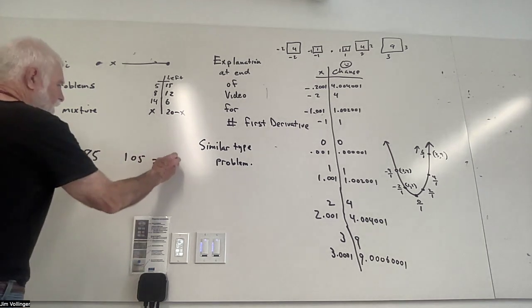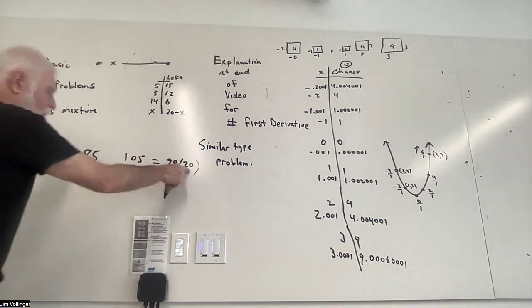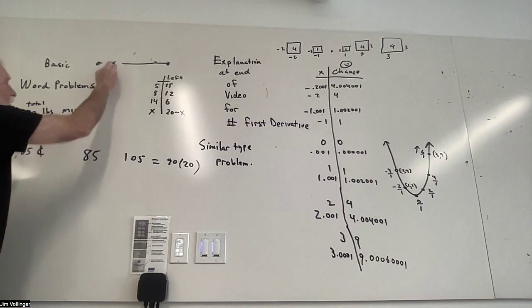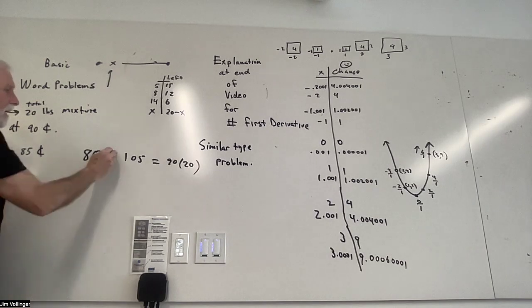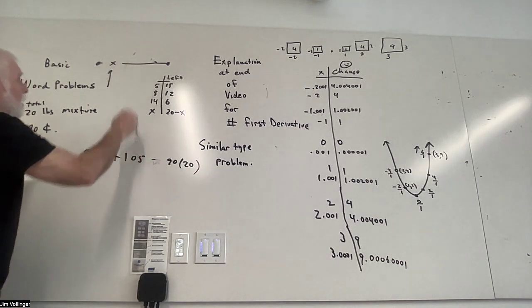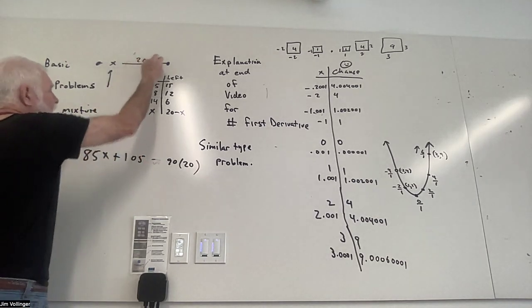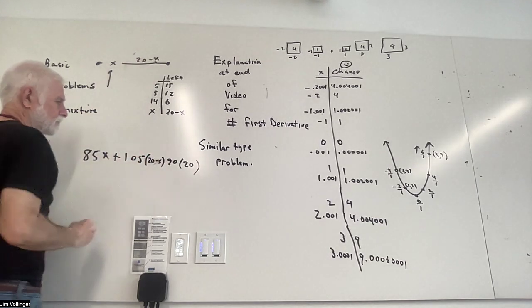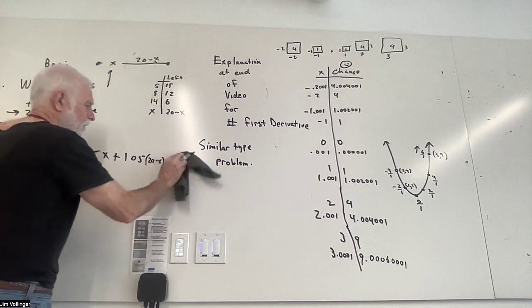Well, that one I know, 90 times 20, right? Because I want 20 pounds. Question, how much am I selling at 85? Why do we say X? And how much am I selling at $1.05? Why don't we say 20 minus X? Equals 90 times 20.